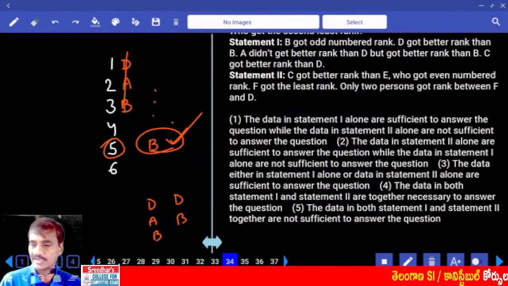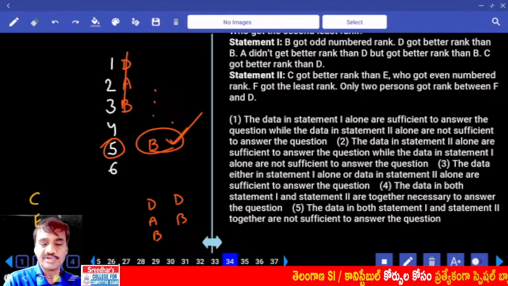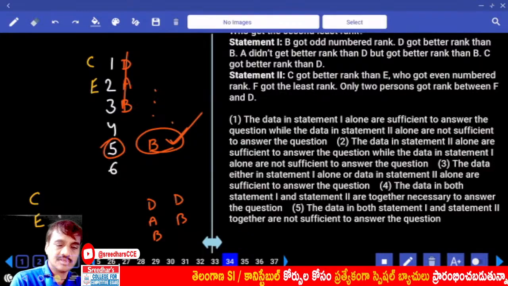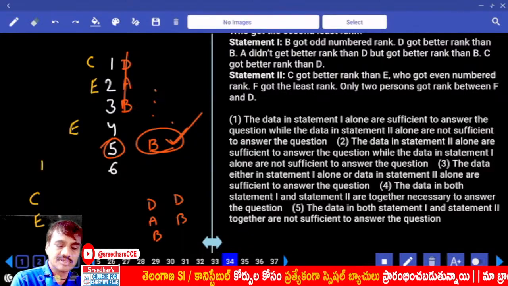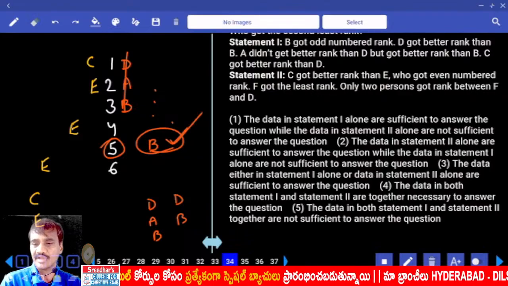Then C got a better rank than E. E got an even number rank. E can be at the second place, then C will be here. Or E can be here, or E can be here. There are 3 possibilities.